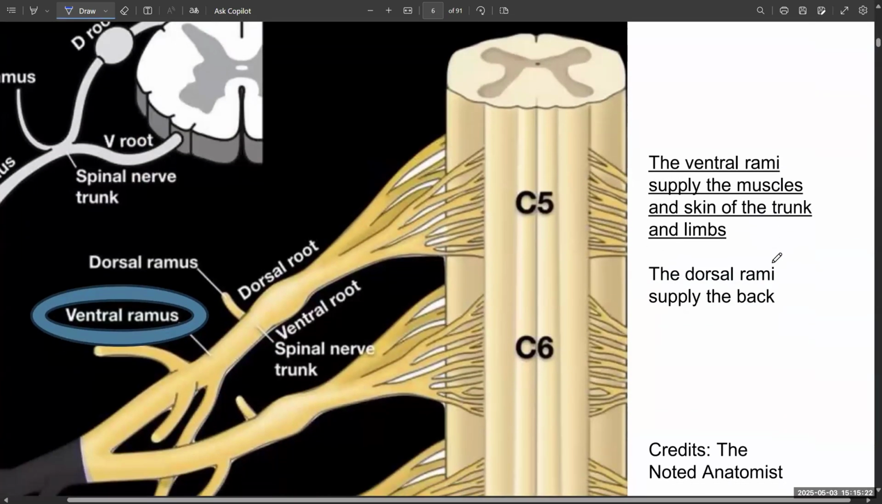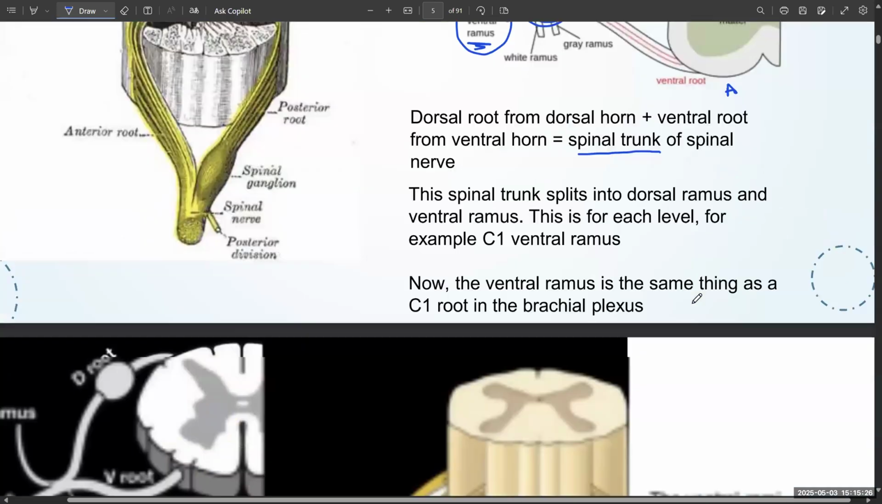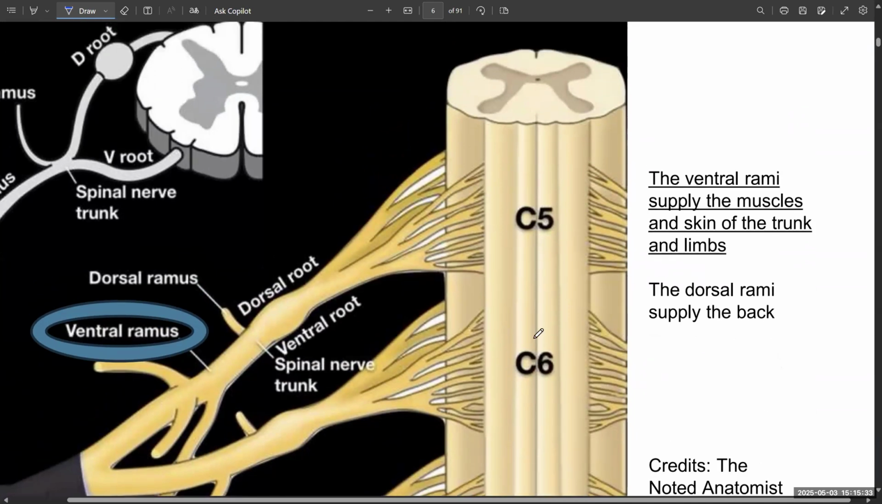Moving on to this picture. Now this picture over here, this whole thing is the same as this thing, okay, but it's more obvious here. Credits to the noted anatomist. Here you can watch the video. The video is very nice.